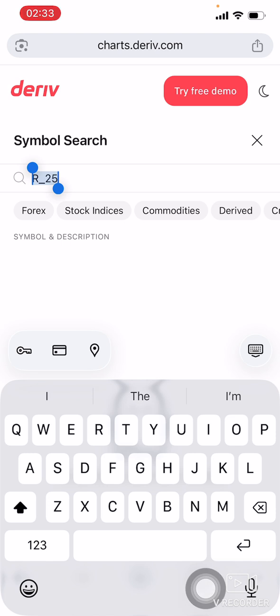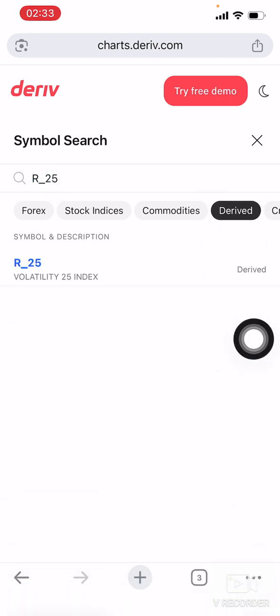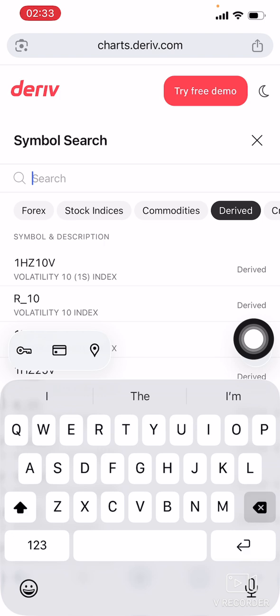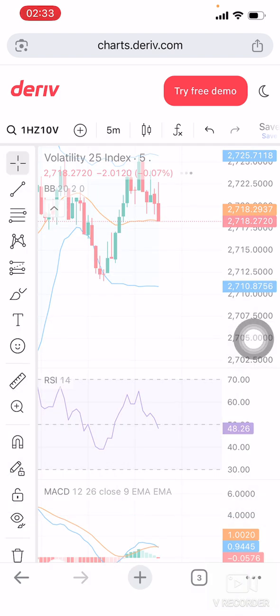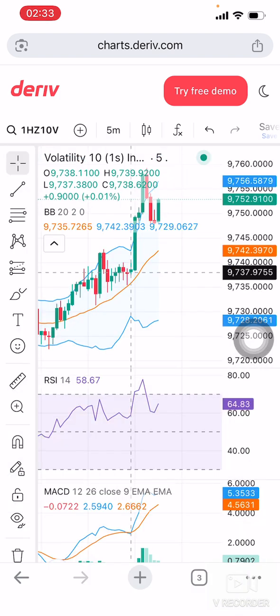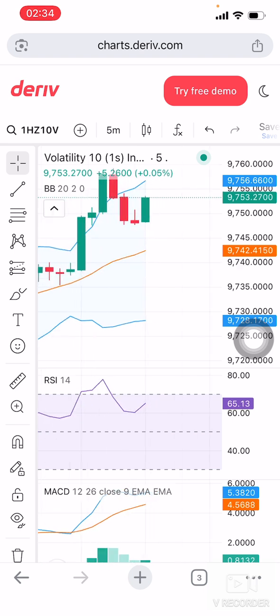So click on Derived, then delete. Let's start by analyzing 1S. Let me explain the conditions before we trade, before we come to a conclusion whether we're going to be trading Asians ups or Asians downs. We are going to be using specifically 5 ticks in this strategy. So this is the first condition.